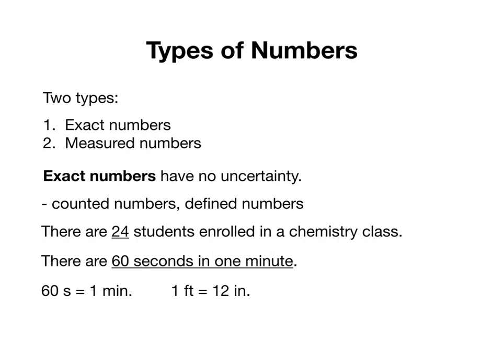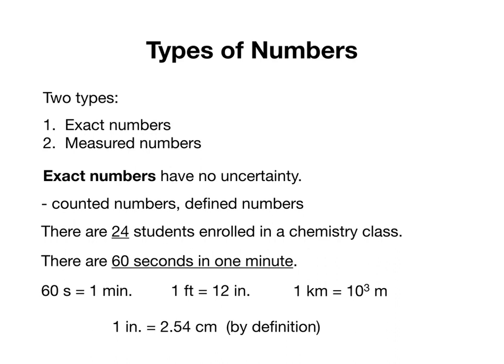1 foot is equal to 12 inches. 1 kilometer is equal to 1,000 meters. Those are exact defined numbers. And here's another very important one. 1 inch is equal to 2.54 centimeters. That is by definition. That is an exact number.